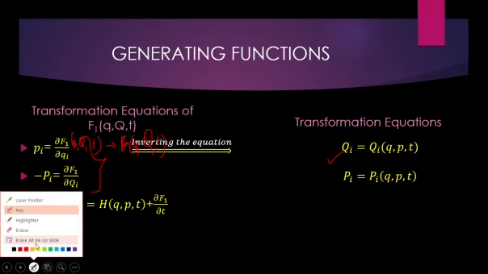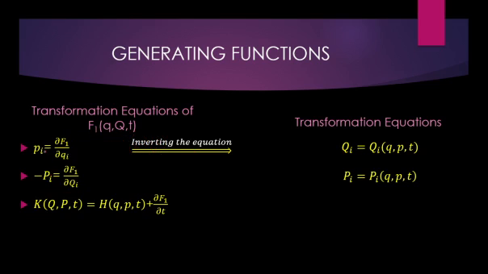So by inverting the equation, I can write Qi as a function of small q, small p and time t. Similarly, Pi equal to dou F1 by dou Qi can be considered as one of the transformation equations. Okay, so that part is clear. So now how do you get back to the second transformation equation? You can see that again, if you differentiate F1 with respect to Qi, you will be getting Pi, where F1 is a function of small q, capital Q and time t.